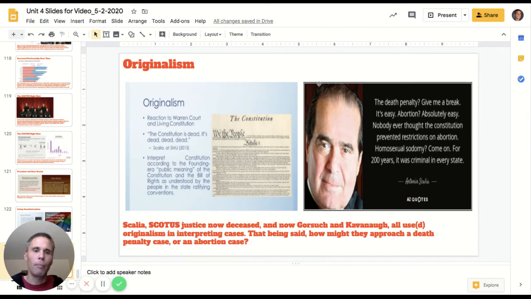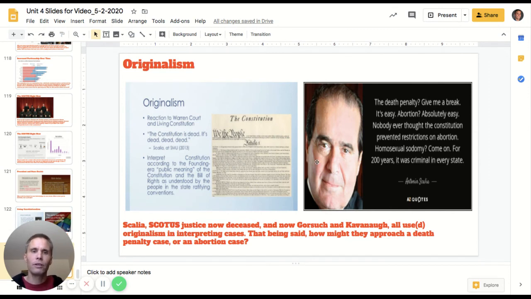This is one of the prominent justices following an originalist stance. Scalia had a profound influence on two new justices on the court, and that is Gorsuch and Kavanaugh. Let's take a look at what originalism is largely based on. Scalia states here, the death penalty? Give me a break. It's easy. Abortion? Absolutely easy. Nobody ever thought that the Constitution prevented restrictions on abortion. Homosexual sodomy? Come on. For 200 years, it was criminal in every state.